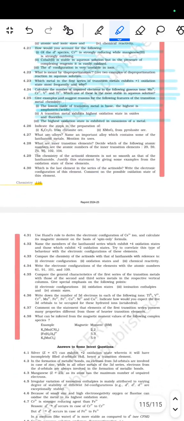Then comes: indicate the steps in the preparation of K2Cr2O7 from chromite ore, and KMnO4 from pyrolusite ore. What are alloys? Name an important alloy which contains some of the lanthanide metals, mentioning its usage.